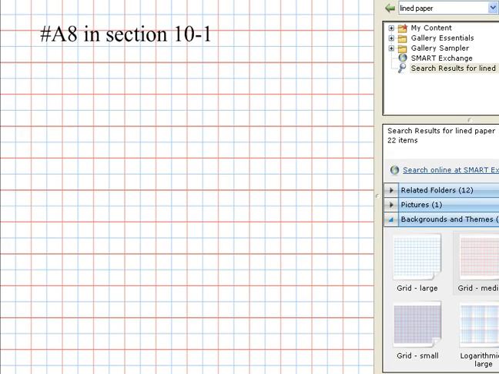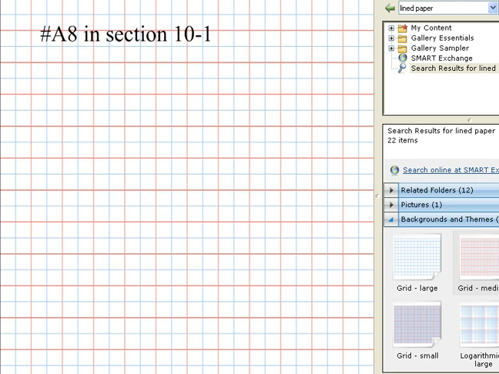Now I would like to do A8 in section 10.1. So please turn to that page for this example. In problem number 8, we have a company of 40 people with the following ages, and we're to draw a stem and leaf plot of the data.